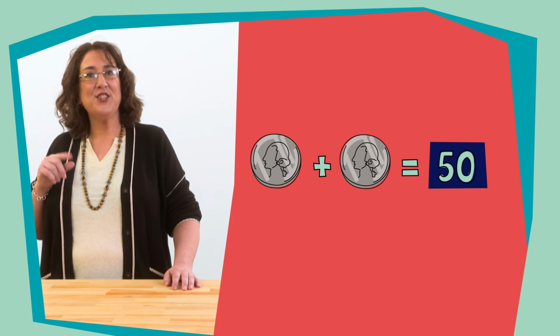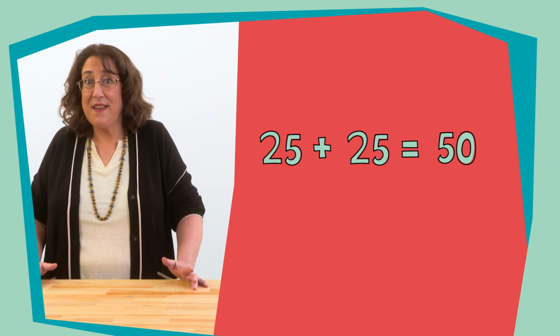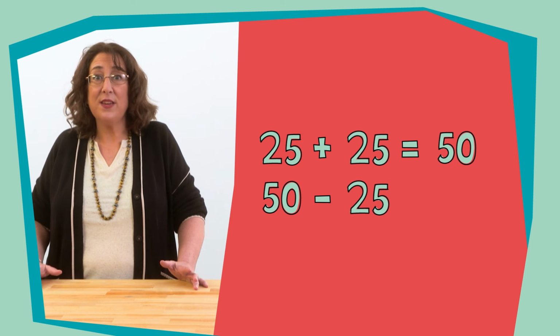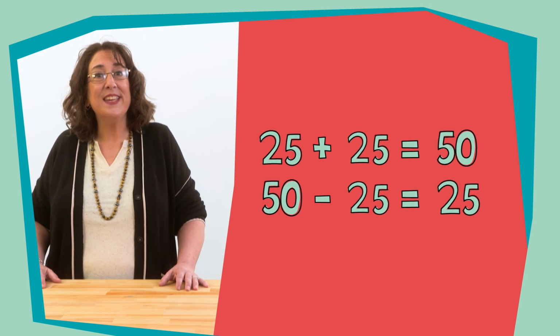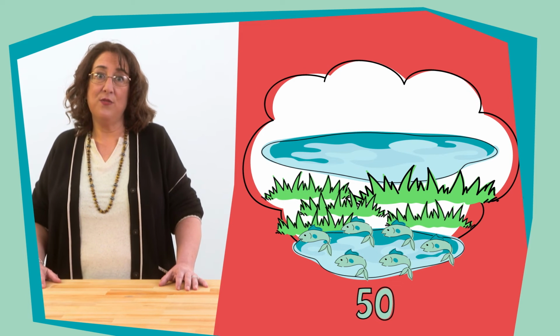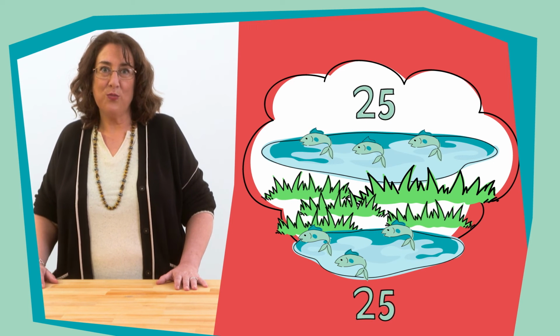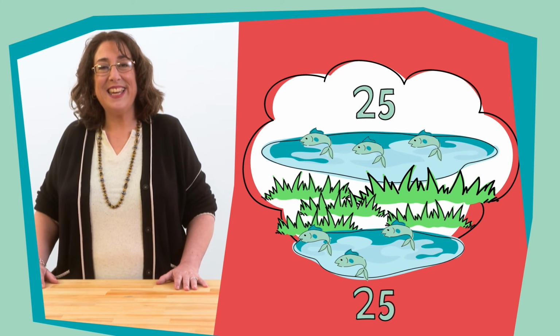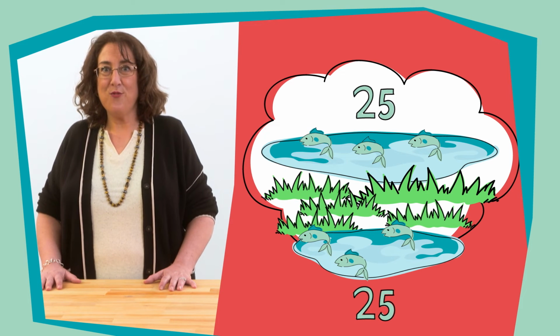Great connection. So 25 plus 25 is equal to 50, which means that 50 take away 25 is equal to 25. That means there were 50 fish in that pond before the attendant moved some out to make more room. We did it! We solved the word problem. Great work.